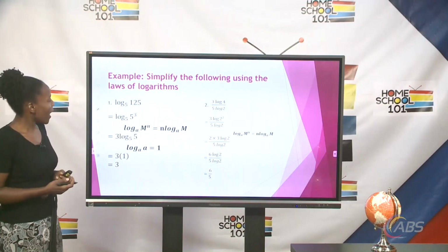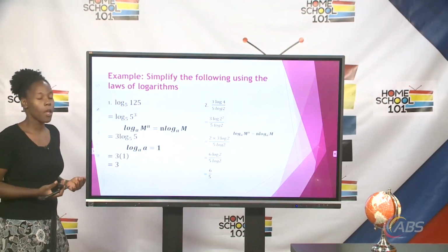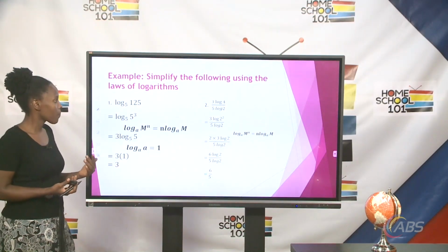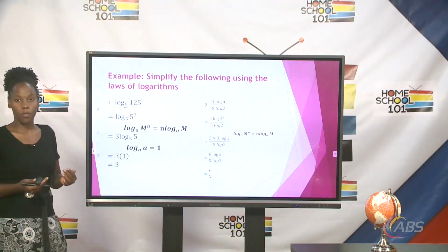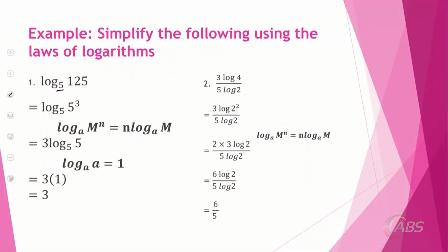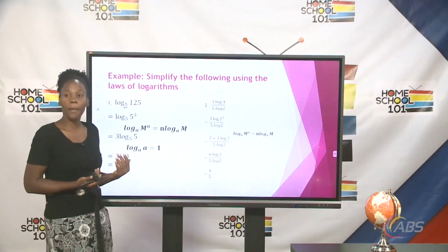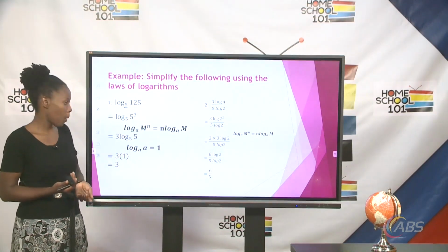So, we have the log of 125 to the base 5. What we would do is write 125 as, in this case, because we have 5 here, we want to get 125 as 5 to a power. So 125 would be 5 to what power? 125 is essentially 5 to the power 3. So I simply write this as the logarithm to the base 5 of 5 to the power 3.